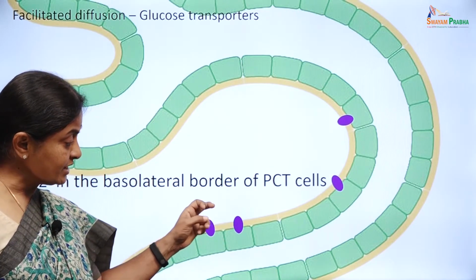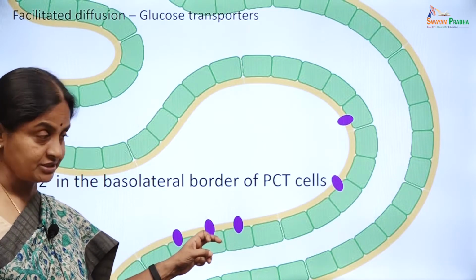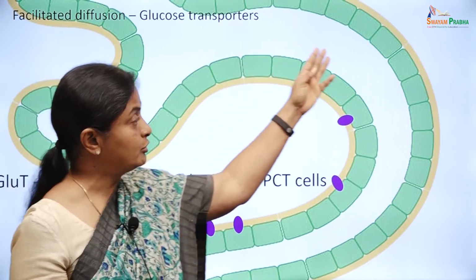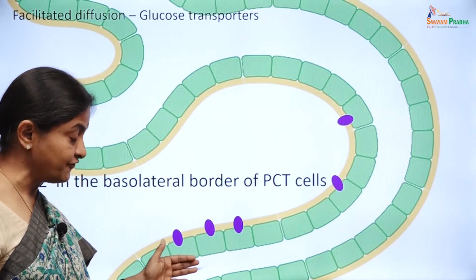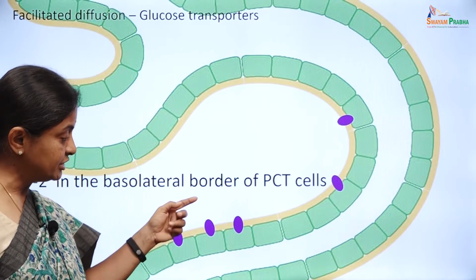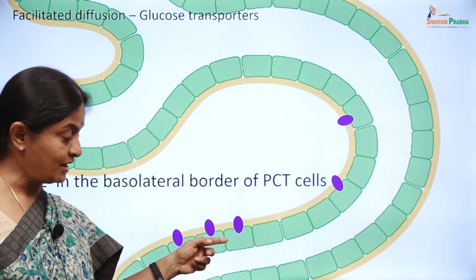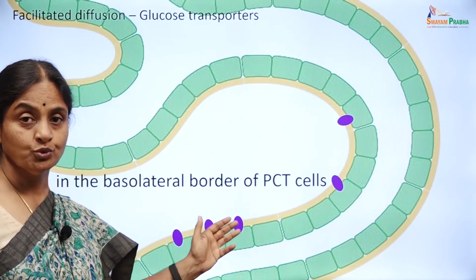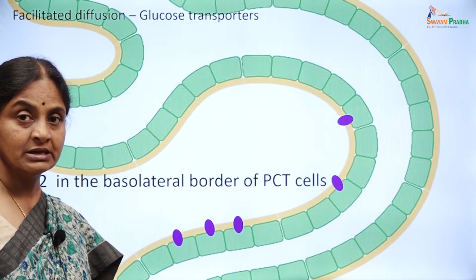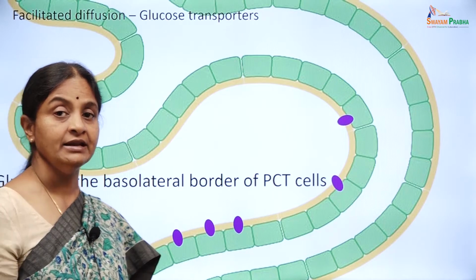But this also has a need to bring in glucose into the cell. For example, if all the glucose is being reabsorbed in this section, the cells further down would need to take glucose from the blood for their energy needs. Therefore, we have GLUT2, the bidirectional transporter, in the basolateral border of intestinal and renal epithelia.